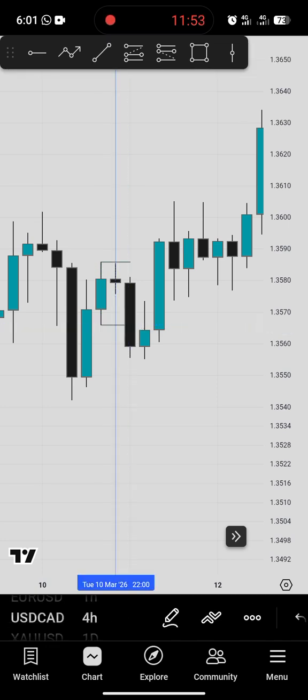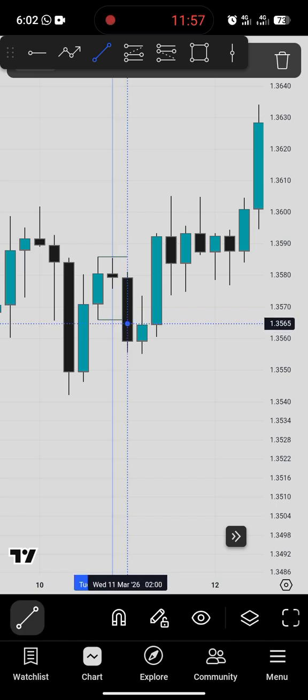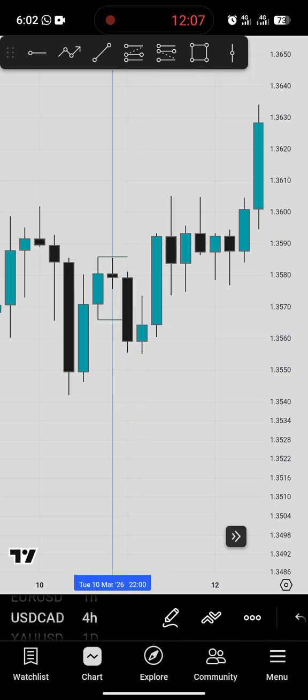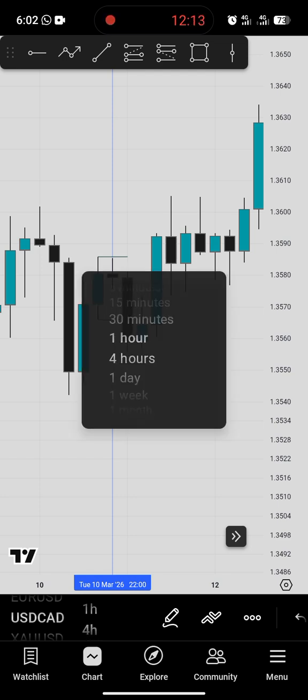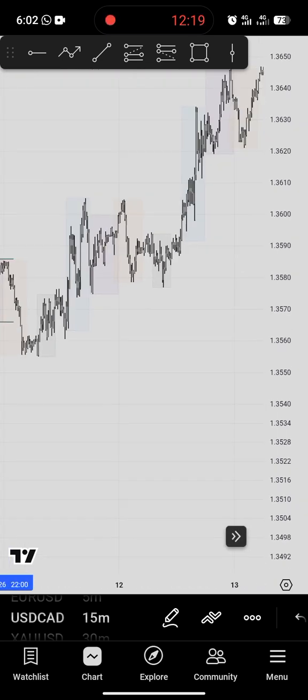So I went down to my 4-hour time frame. Starting from this is when they open. See where the 2 o'clock is? Each candle represents a 4-hour candle, and each candle is formed within how many hours? 4 hours. So 2, 3, 4, 5, 6. So we are going to 6. So this is what happened.